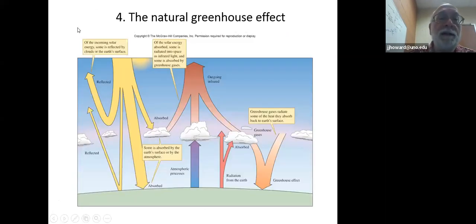Now, that's El Nino and La Nina. Let's talk about our friend, the greenhouse effect, which is giving us lots of problems right now. So it's important to understand that the Earth is inhabitable only because there is a natural greenhouse effect. If we didn't have a greenhouse effect, the Earth would be completely uninhabitable. There would be no life.